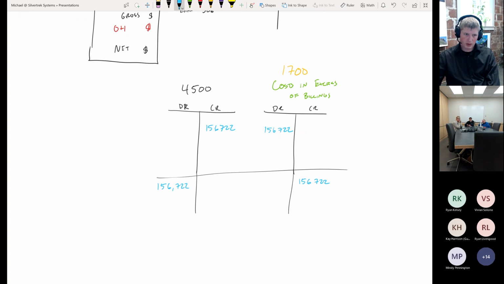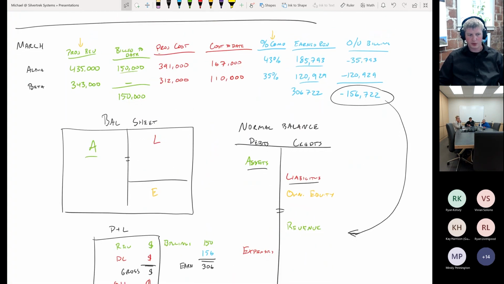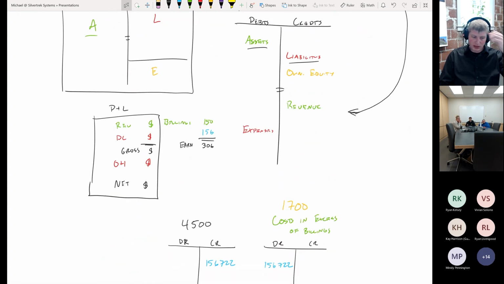So we have a company with alpha and beta jobs. With our projected revenue, our bill to date, our projected cost, our cost to date, we calculated our percent complete. We calculated our earned revenue. We got our over under billings number. Then we turned this into accounting speak, right? We increased our asset, because we're going to get this money in the future, and we increased our revenue because this is earned revenue in the current period. And by doing that, by increasing our revenue, we modified our profit and loss statement so that it's readable and valuable for the owners.